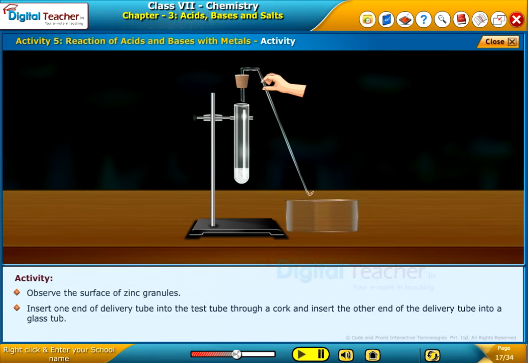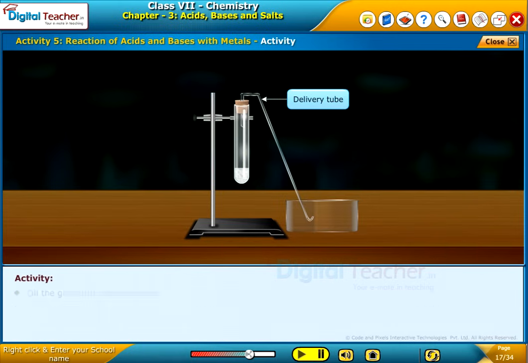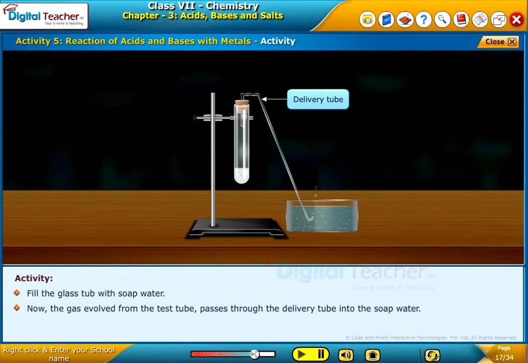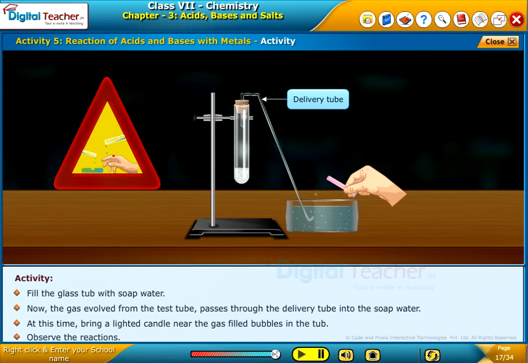Insert one end of the delivery tube into the test tube through a cork and insert the other end of the delivery tube into a glass tub. Fill the glass tub with soap water. Now, the gas evolved from the test tube passes through the delivery tube into the soap water. At this time, bring a lighted candle near the gas-filled bubbles in the tub. Observe the reactions. Make a note. Be careful while handling the acids.